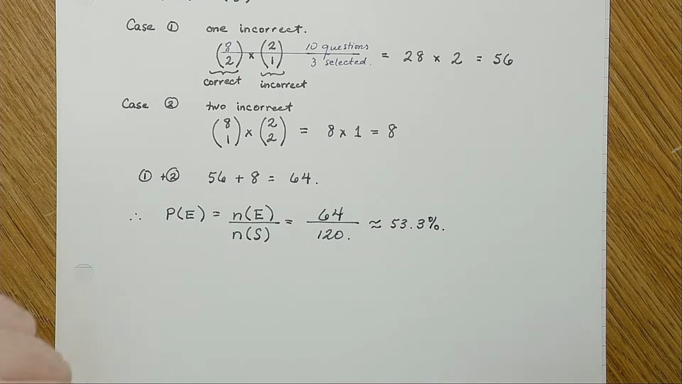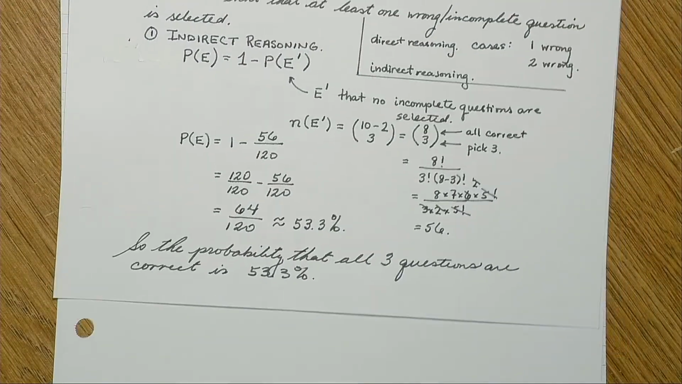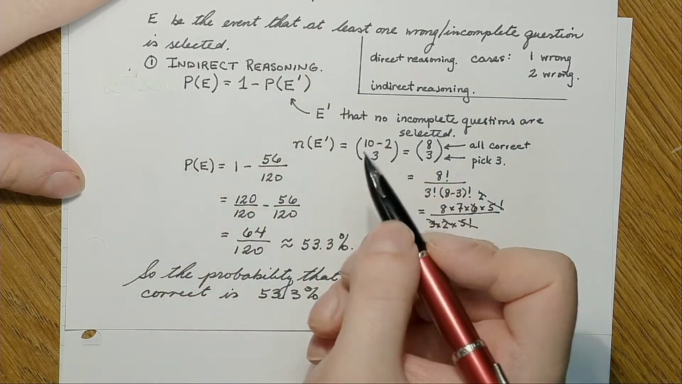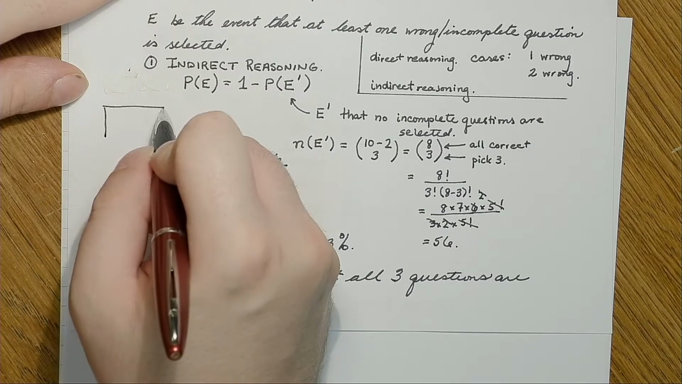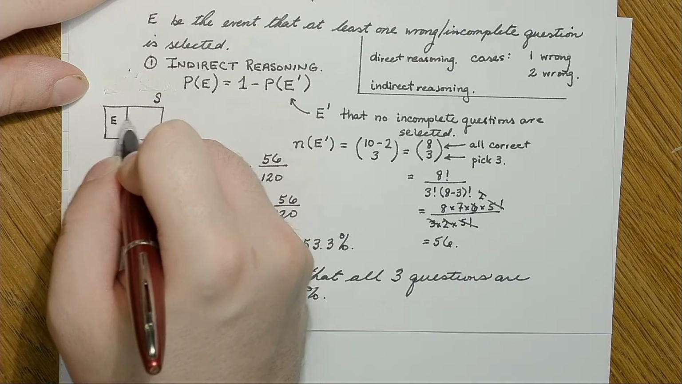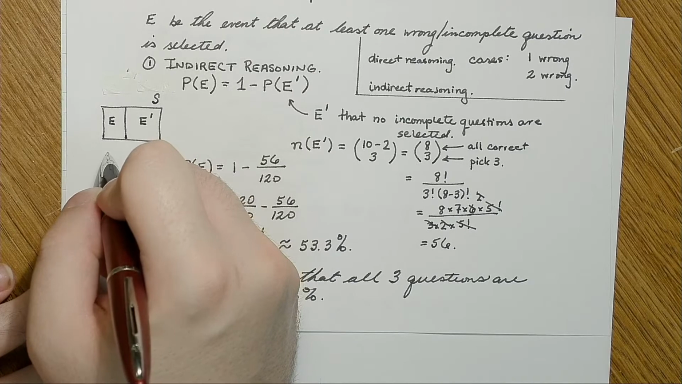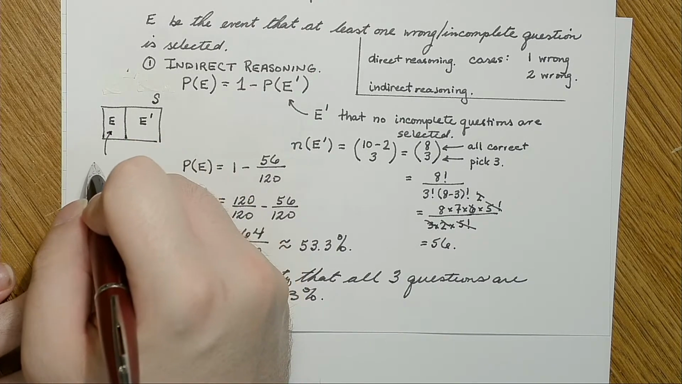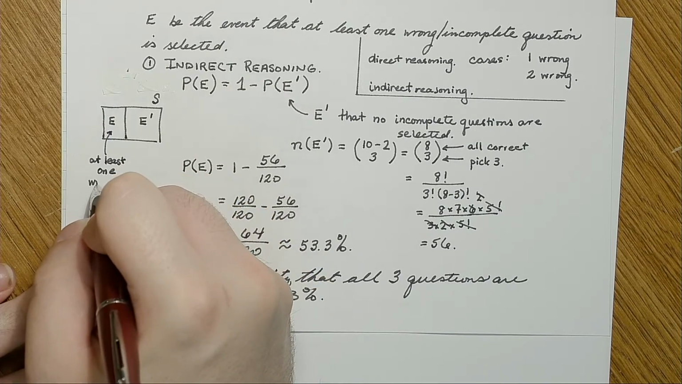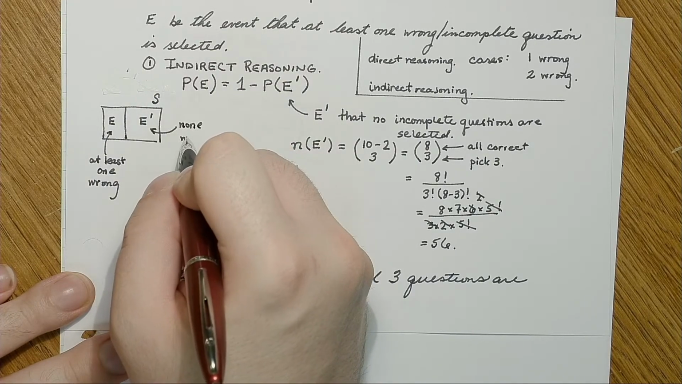Okay, so what we do then is we look at what we did in the indirect. So you can think of it over here. Here's my Venn diagram. Here's E, and here's E complement. So over here, E, at least 1 wrong. And the complement is none wrong.